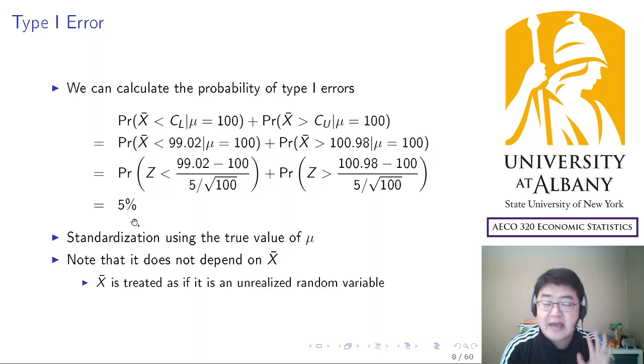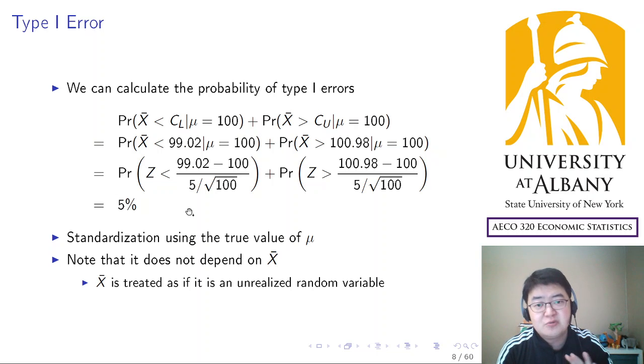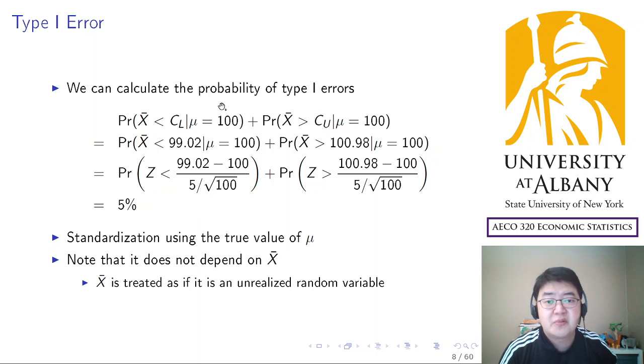So this holds all the time. In some textbooks, this is the definition of significance level. Some textbooks introduce significance level as the threshold, your standard of rejection, but some textbooks introduce the significance level as the probability of type 1 error. Both are correct.